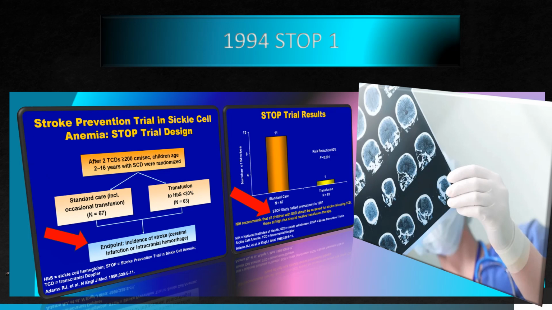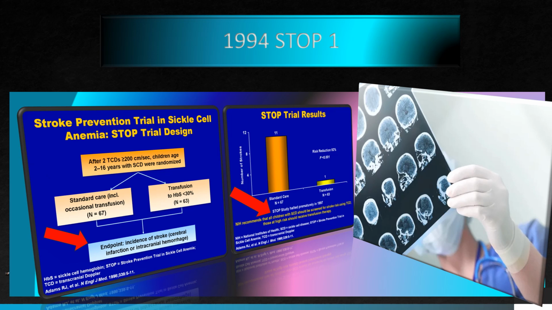Here is a review of the stroke prevention trial in sickle cell anemia, the STOP trial design, and the STOP trial results. The STOP1 trial in 1994 was a multi-center clinical trial. This demonstrated such a significant benefit of chronic red cell transfusion in reducing stroke by 90% that the study was halted. The study was halted before its scheduled closure on the advice of the study's data and monitoring board.